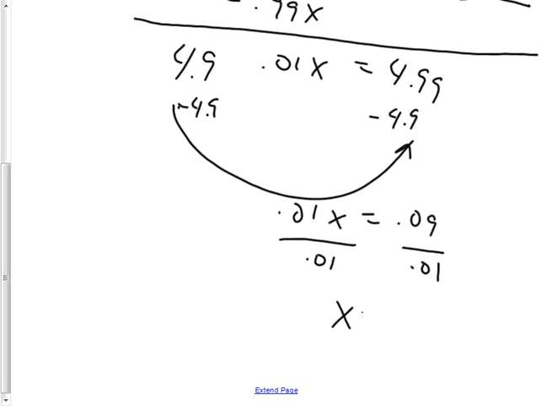And x is equal to 0.09 divided by 0.01, which would be 9. So, what does that mean? That means I'd have to put in 9 ounces to make this, 9 ounces of pure pop. All right, the moral of the story is if you know this formula, you can solve any problems like this. Okay, I'll try to prove that to you.